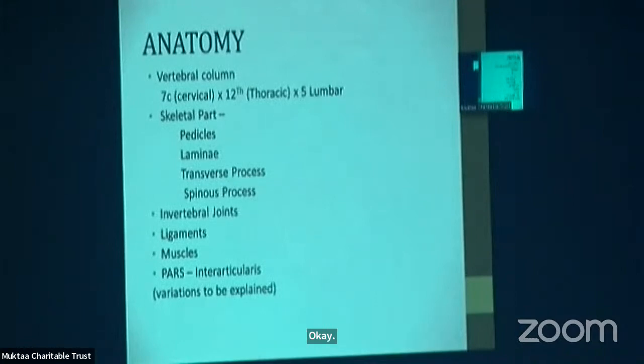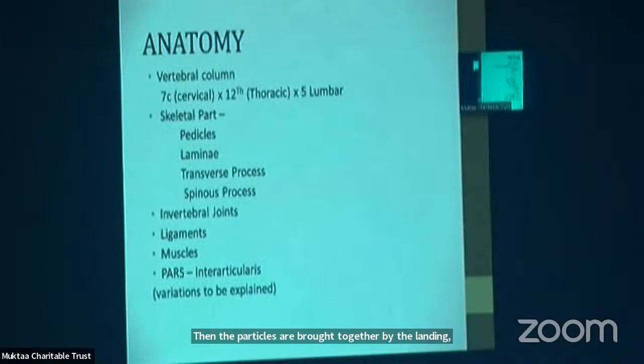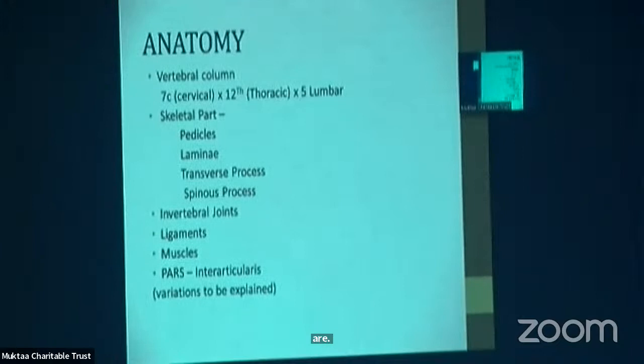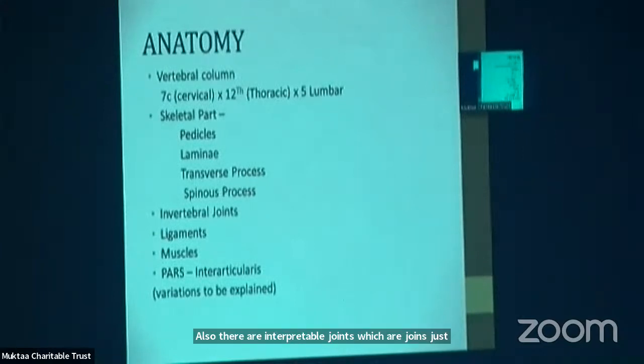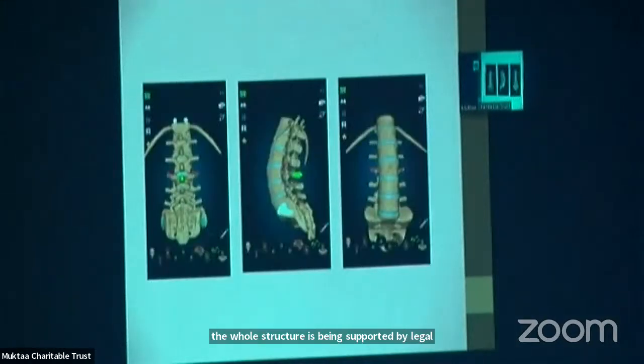There are 7 cervical vertebrae, 12 in the thoracic region and 5 in the lumbar region. The skeletal parts, apart from the vertebral body, include the pedicles which go posteriorly. Then the pedicles are joined together by the laminae, and there are transverse processes and spinous processes for muscle attachment. Also, there are intervertebral joints, which are just like any other synovial joint in the body. So that intervertebral joint will have cartilage, synovial membrane, and capsule as well. And the whole structure is then supported by ligaments and muscles. Right? So here is a brief.